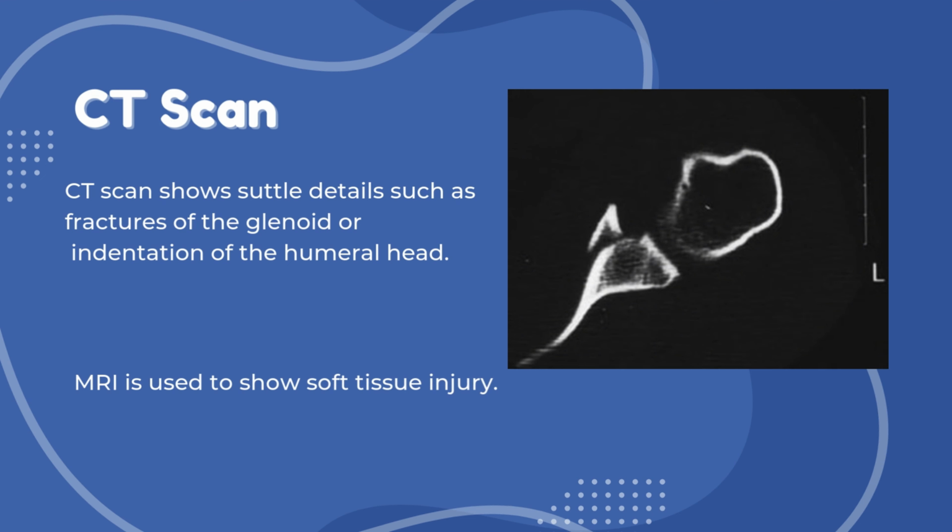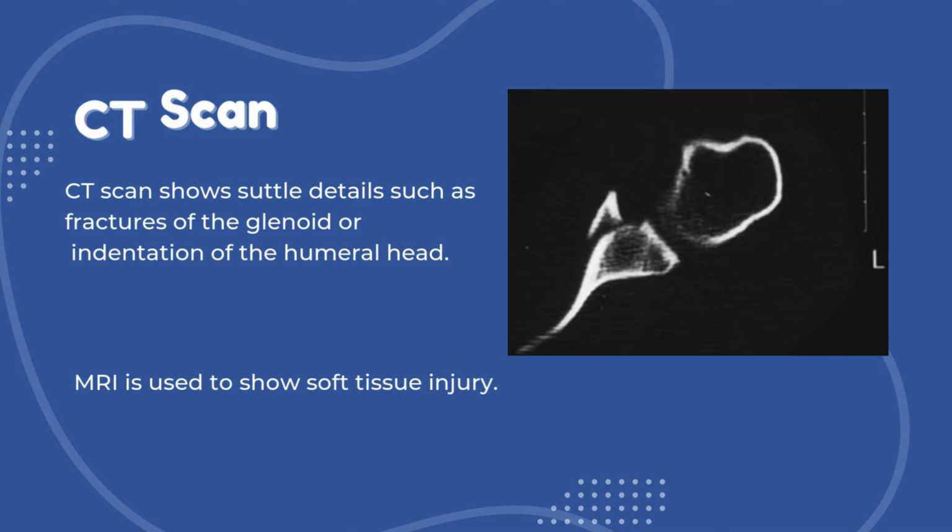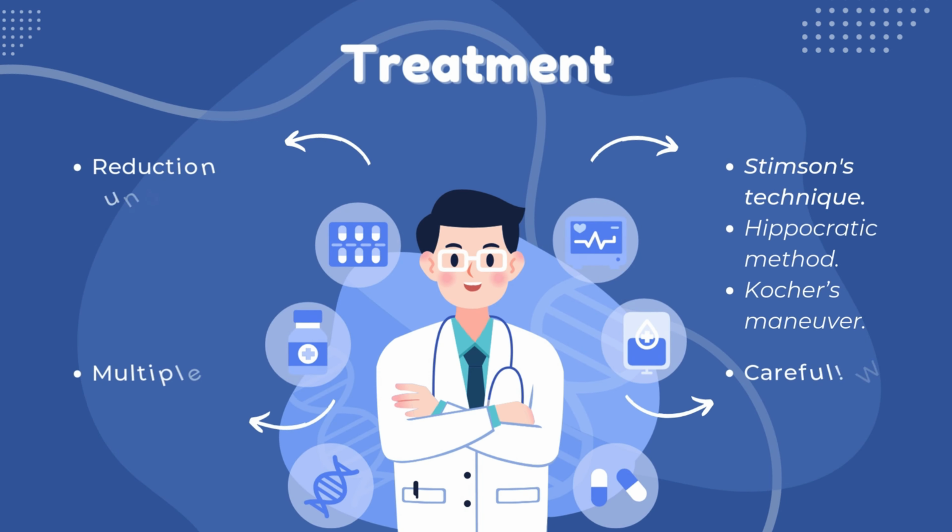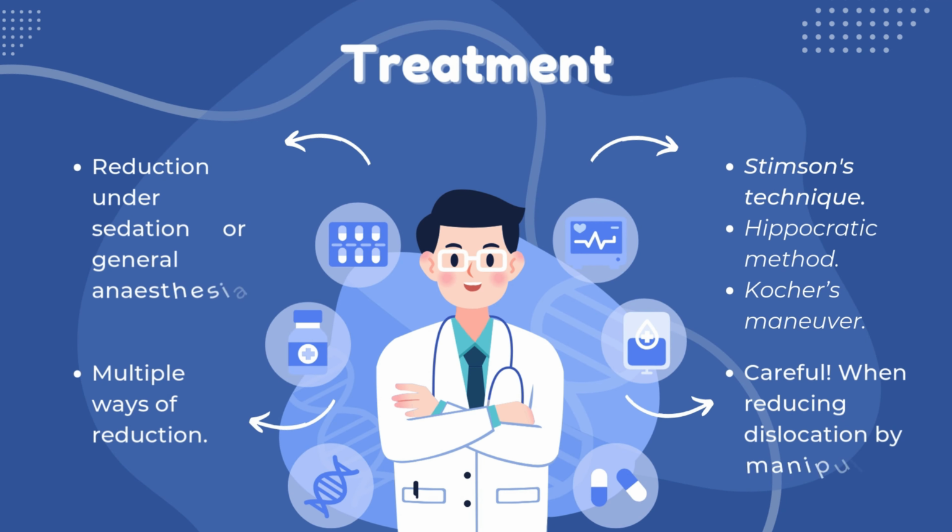The MRI is sometimes also used to show mainly the soft tissue injuries, like capsule tears and labrum tears, or the avulsion of the superior part of the joint where the long head of the biceps is attached, the SLAP lesion. Treatment of this dislocation, anterior dislocation of the shoulder.